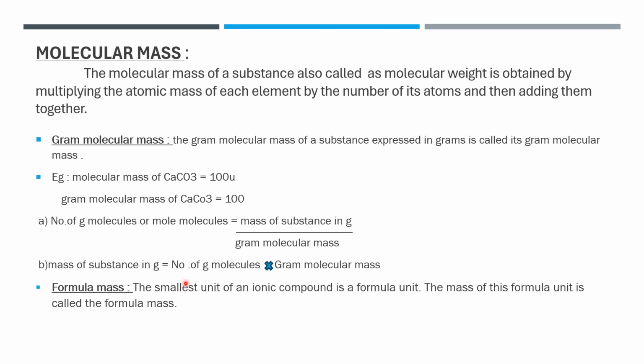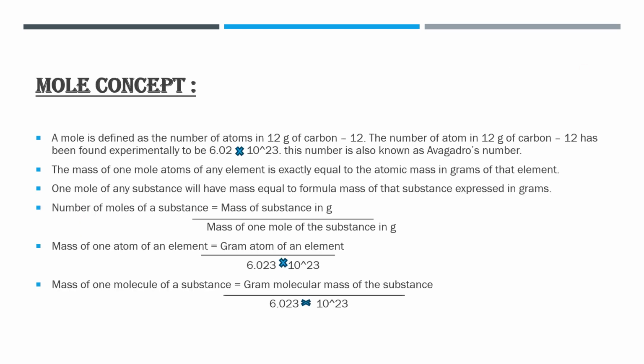Okay, so formula mass. Besides molecular mass, there is another one, that is formula mass. The smallest unit of an ionic compound is a formula unit. The mass of this formula unit is called the formula mass. This is what atomic and molecular mass involve, these important basic knowledge for chemistry. So next we will move on to the mole concept.